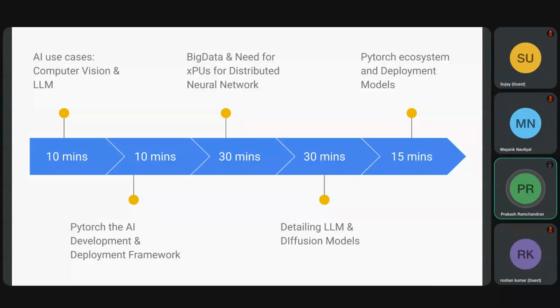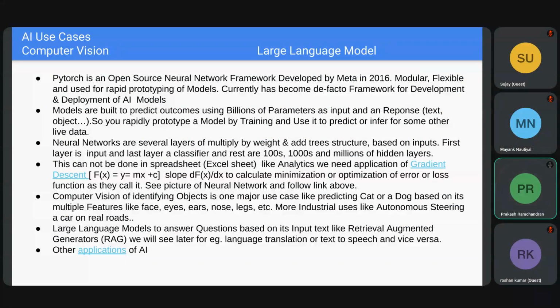Third, we are looking at big data and the need for XPUs for distributed neural networks, DNN. There are many terms, CNN, DNN, ANN, so many, but we'll explain what is distributed and what is a neural network. We'll get into details of large language models and diffusion models. Diffusion models may not be very key for us, but definitely we want to get a little more about what large language models are. And finally, we'll look at the PyTorch ecosystem and deployment models. Even though I am repeating this, it is to give you the context of how we are going, and we start with this. So first, use cases. Two types of use cases we are addressing. Industry has many, but we are science oriented, and what can we do in R&D and what can we do in mission or business critical deployment.